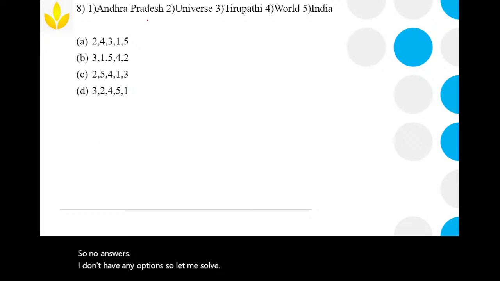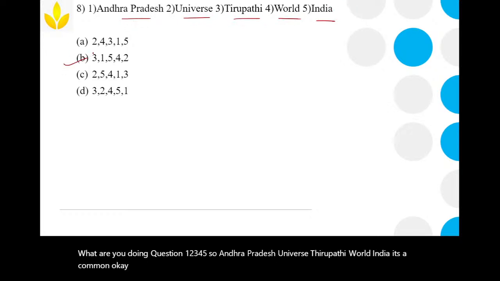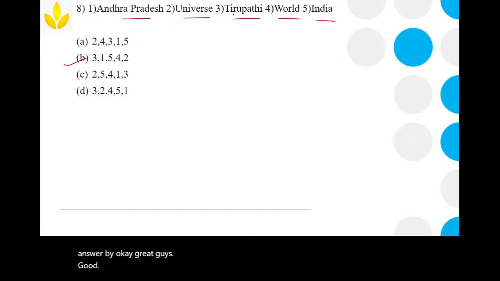Okay, so what are given? Question 1, 2, 3, 4, 5. So Andhra Pradesh, Universe, Tirupati, World, India. It's a common sequence. Okay, option B. Okay, great. Pavitra is saying answer B. Sahana Nayak answer B. Amrita Suresh answer B. Okay, great guys. Good. So, which will come first out of all this?